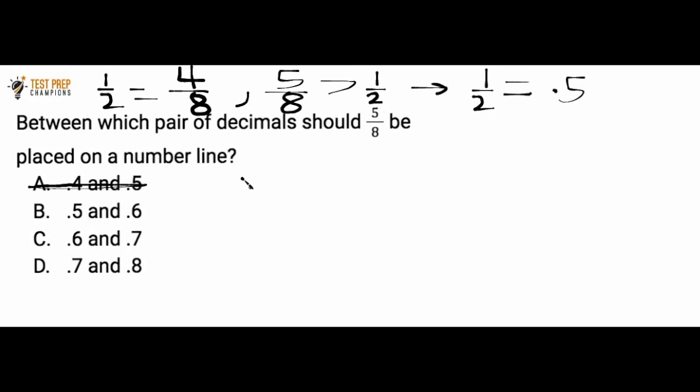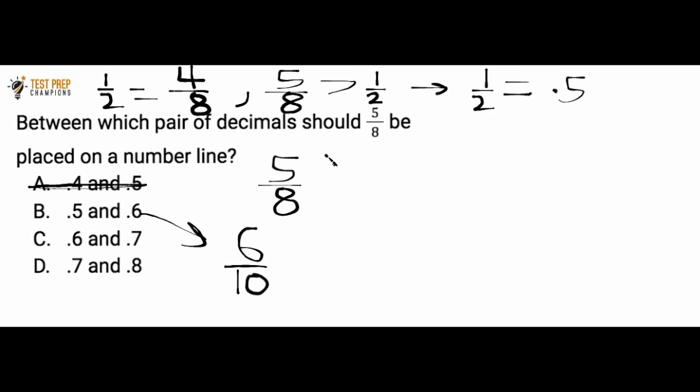Well, let's compare 5 over 8 to 0.6, and then if we need to, we'll compare it to 0.7. So how do I write 0.6? That's a decimal. How do I write that as a fraction? 0.6 is equal to 6 over 10. All right, so now I want to get a common denominator. So we've got 5 over 8 and 6 over 10.